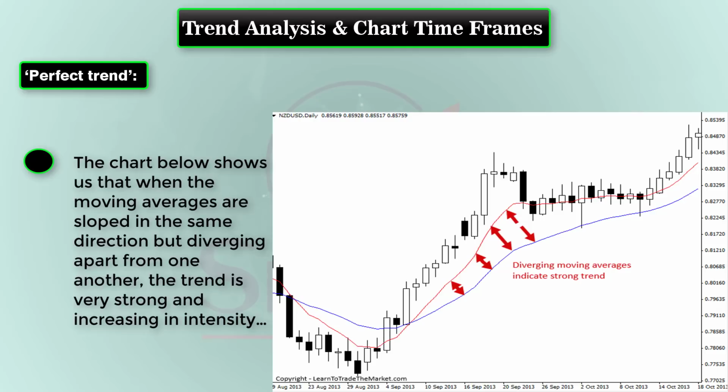The chart below shows us that when the moving averages are sloped in the same direction but diverging apart from one another, the trend is very strong and increasing in intensity.